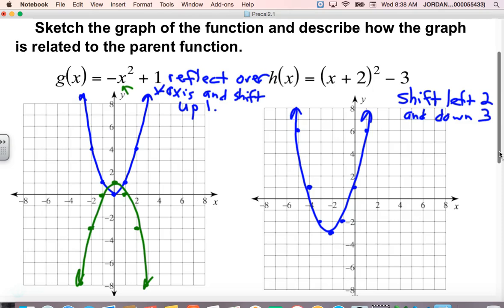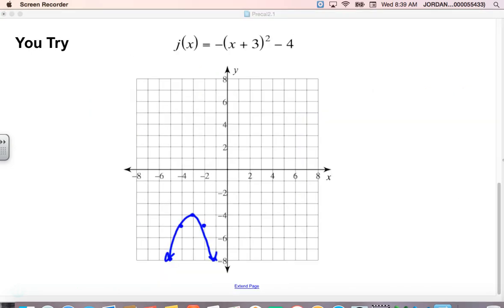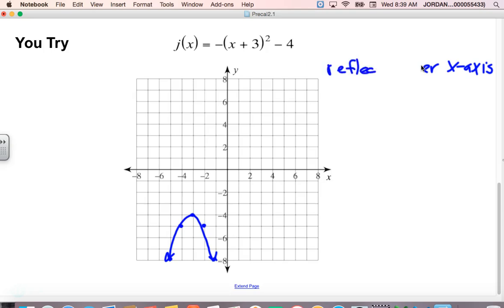So go ahead and pause the video and try the one at the bottom of the slide on your own. All right, so here's the function you should have graphed for j of x. You flip it across the x-axis, and then we go left 3 and down 4.